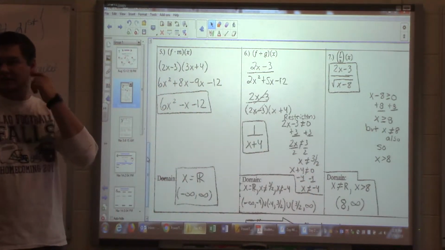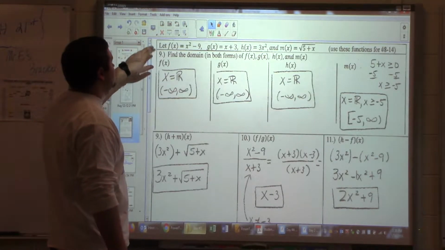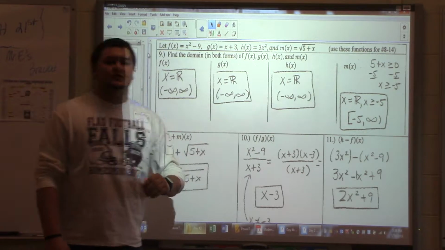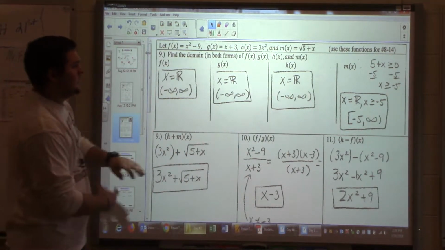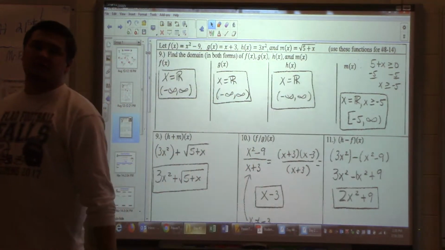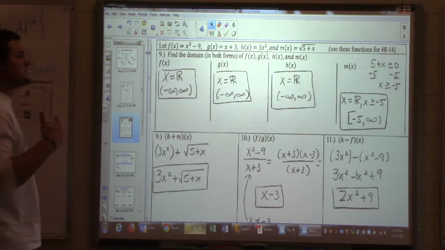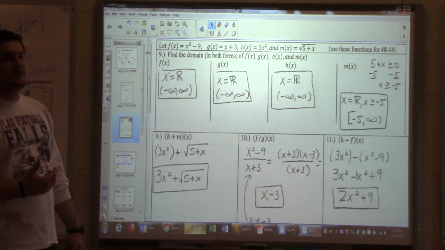She's got R. Alright, backside number 9. F, G, and H functions are all negative infinity to positive infinity, right? There's no restrictions on them. M is a radical, so we got to take what's under the radical, set it greater than or equal to 0. So 5 plus x greater than or equal to 0. Subtract 5 from both sides. x is greater than or equal to negative 5.